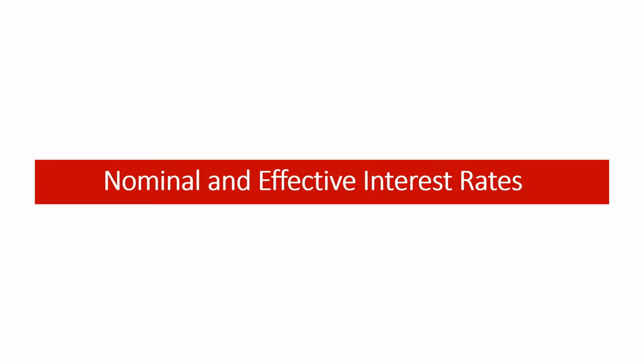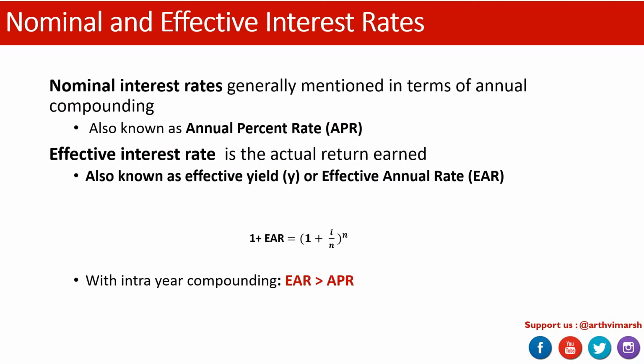I am assuming that you are now clear with the concept of simple and compound interest rate. Now let's shift our focus to understand the difference between nominal and effective interest rates and the relationship between them. Until now, we have been talking about interest rates in nominal terms. It turns out that when we were compounding on an intra-year basis, the effective interest rate, that is the interest rate which was actually earned, tends to be higher than the nominal interest rate.